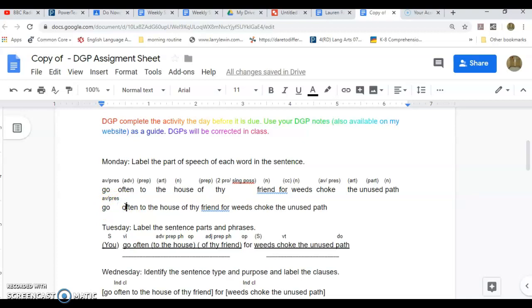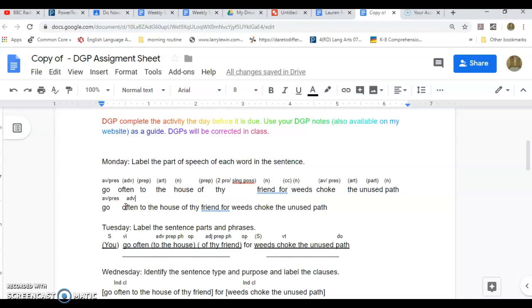And then I did the same thing. I went up here. I said, okay, let me go up. I'm going to click it over. Okay, so often, what part of speech is the word often? Well, I know that often is answering the question of when. So that makes it an adverb. So I'm going to write ADV above often.